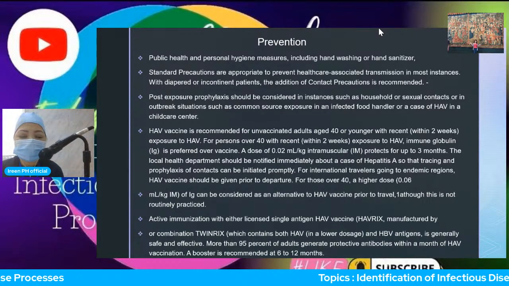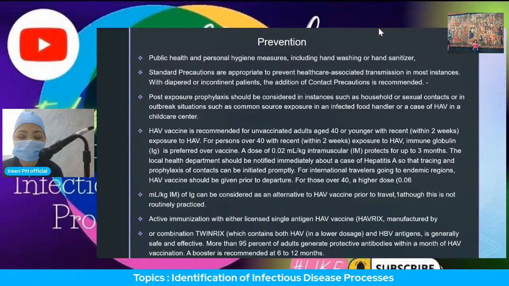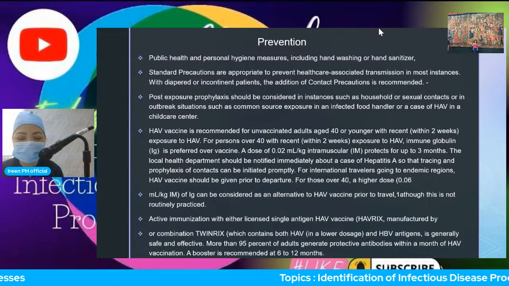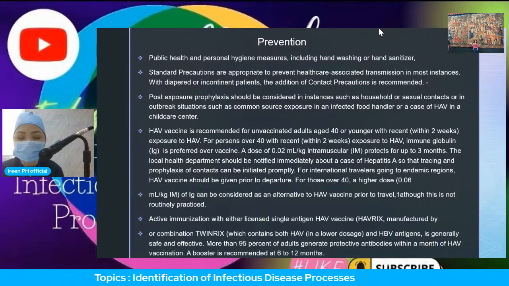Active immunization with either a licensed single antigen hepatitis A vaccine, Havrix, or a combination vaccine which contains both hepatitis A virus and hepatitis B virus in a lower dosage.